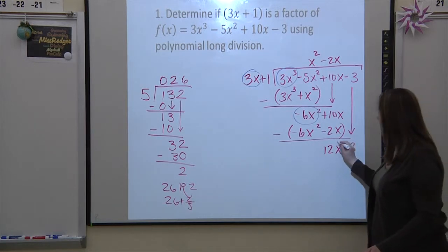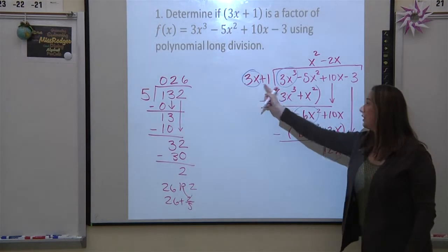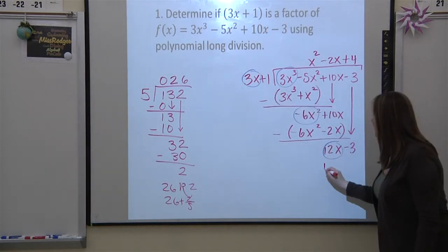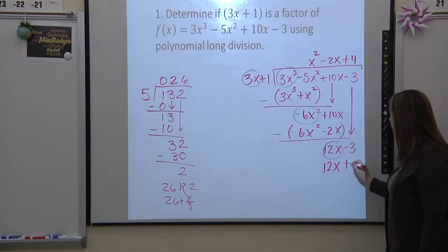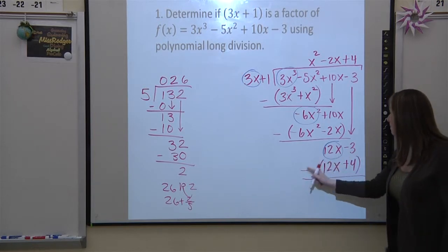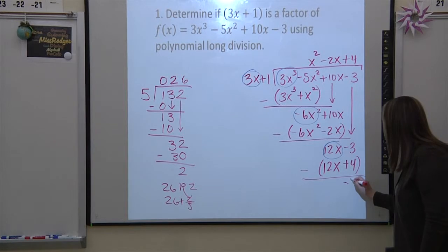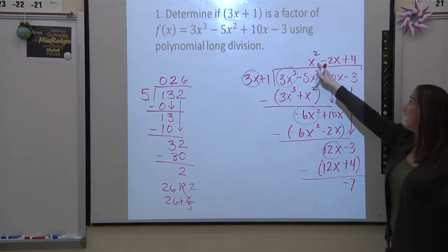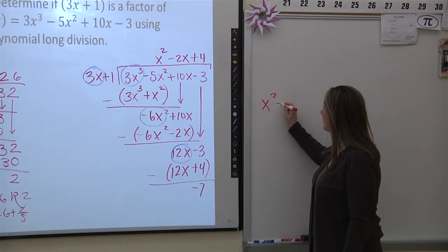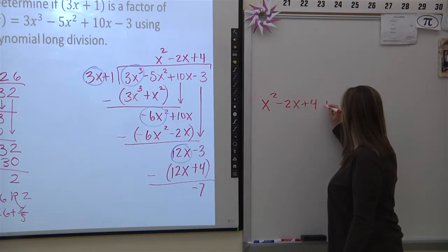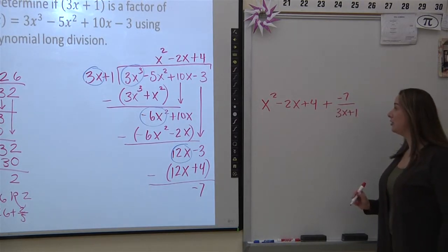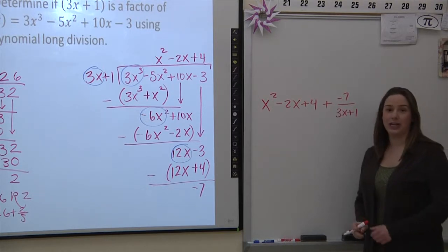And again, I have one last step here. I'm thinking about how many times 3x goes into 12x, and that's going to be 4. 4 times 3x is 12x. 4 times 1 is 4. And again, I'm going to subtract. This is going to cancel out. Negative 3 minus 4 is going to give me negative 7. So my final answer is going to be x squared minus 2x plus 4, remainder of negative 7, which I can write as x squared minus 2x plus 4 minus 7 over 3x plus 1.